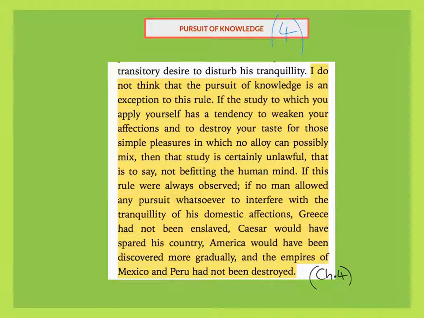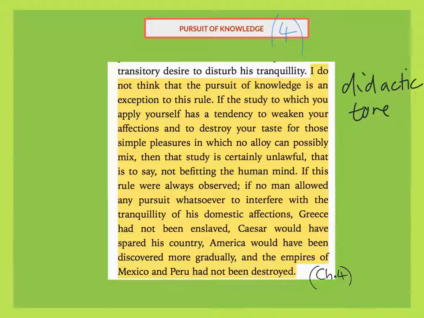And then through Victor, Mary Shelley talks about historical examples of pursuits of study and the disastrous and ruinous consequences it can lead to. Greece wouldn't be enslaved, Caesar would have spared his country, America would have been discovered more gradually, and the empires of Mexico and Peru had not been destroyed. So, massive sort of didactic writing here in terms of the very real worldly consequences, worldly and historical.